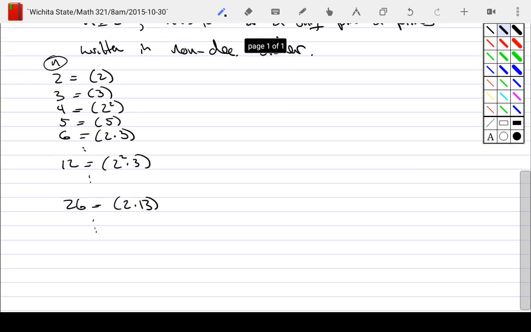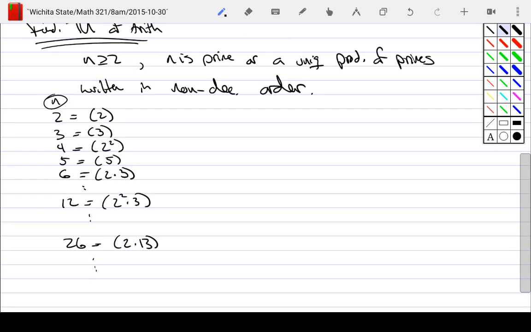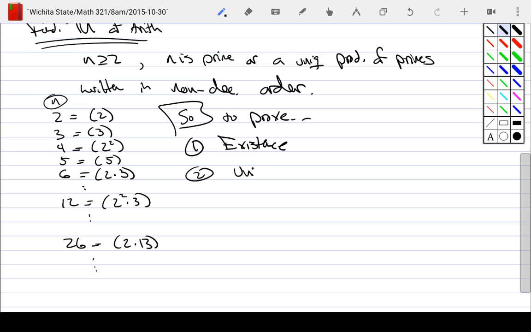There's two things that we would have to prove. First existence, which we haven't done yet, and that's what we're about to do. And the second thing we would do is usually uniqueness. Because we talk about a product of primes, well, it better exist, and unique product of primes. So not only is it a product of primes, it's a unique product of primes.